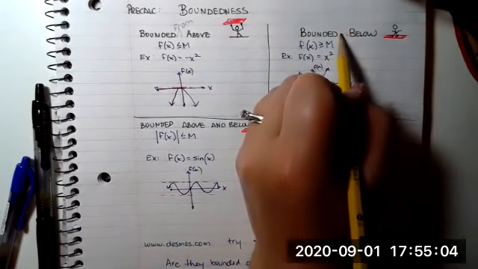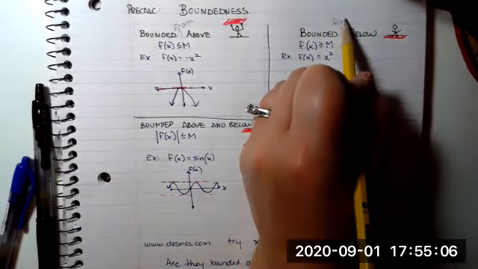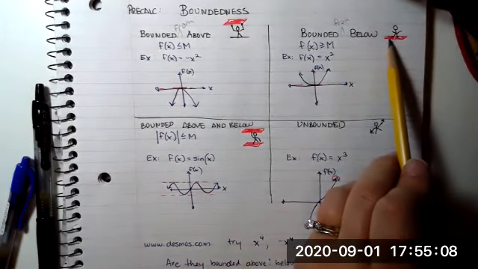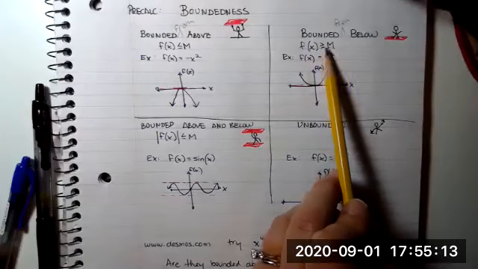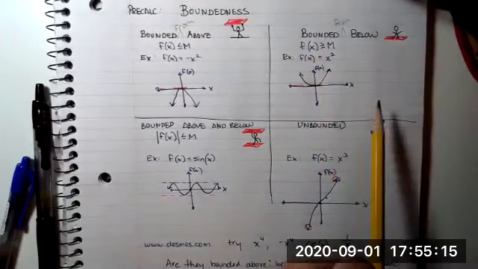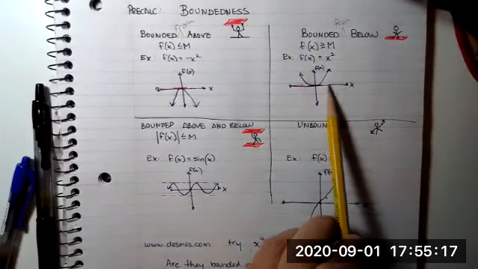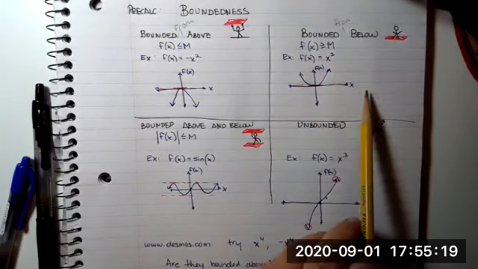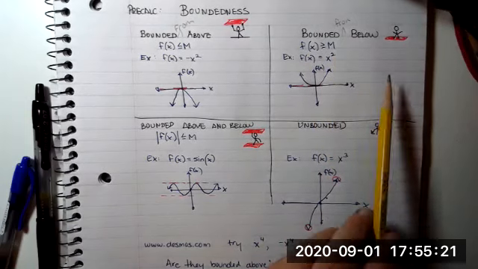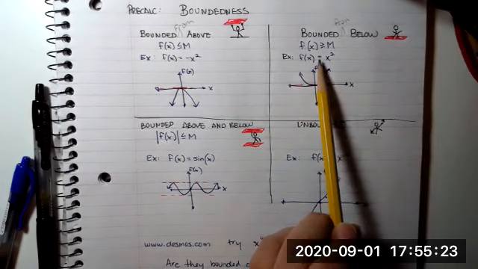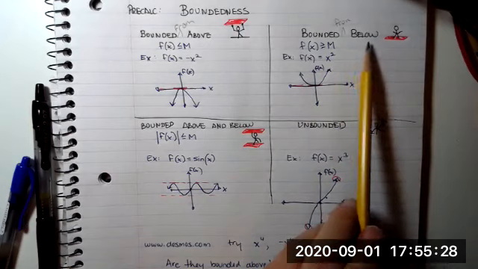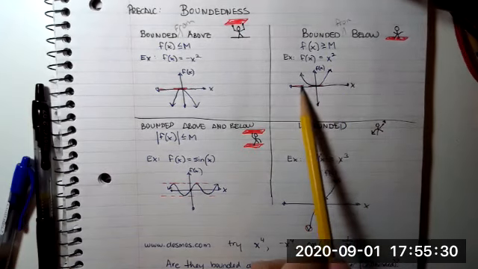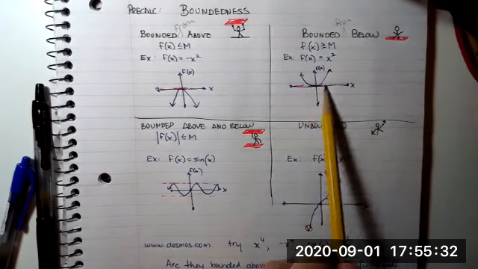Bounded below, or again, sometimes we say bounded from below, is when informally we say there's a floor to the function. So f of x is greater than or equal to m. Every part of the function is at or above a certain value of y. So for example, f of x is equal to x squared. That graph is bounded, or the function is bounded from below. There's a floor to it. It never goes below 0.